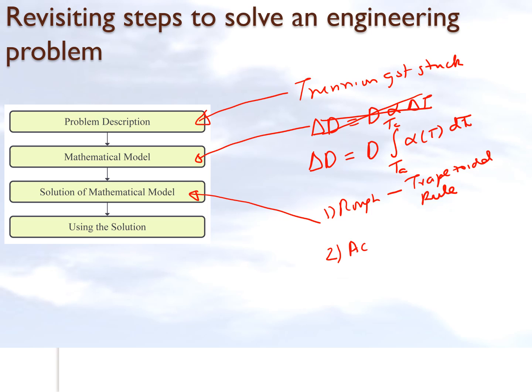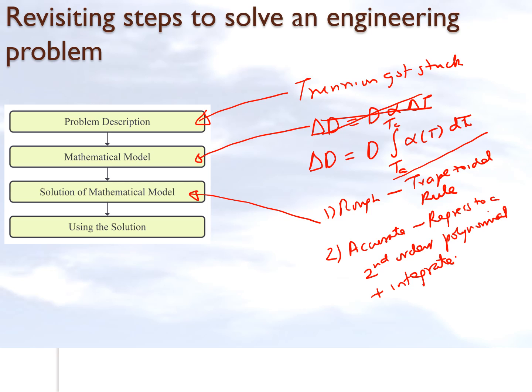The more accurate method was to regress to a second order polynomial, plus integrate. That's what we did. We said, let's go ahead and find a second order polynomial approximation of the thermal expansion coefficient as a function of temperature. Then we can plug it into the integral which we have right here, and we can find out what delta D is.